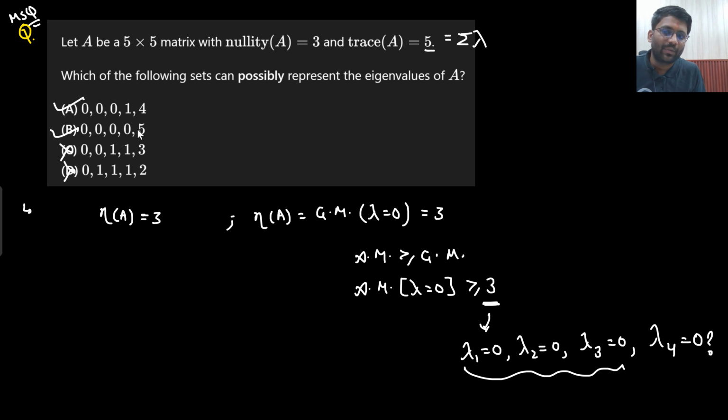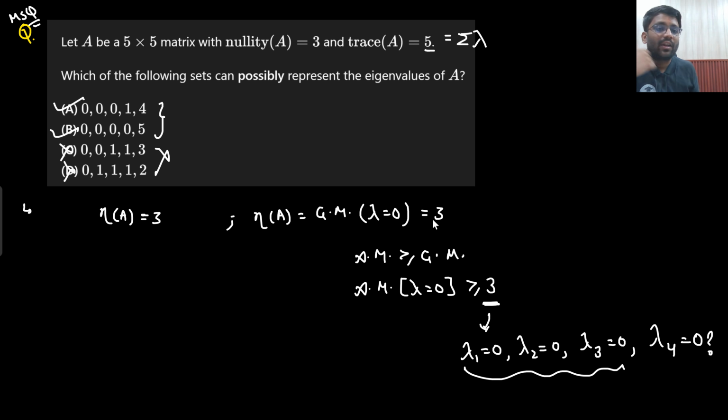Yes, trace is 4 plus 1, 5. Trace is 5. So options A and B are both correct. Both are possible. But these are not possible. Why is that so? Because the minimum number of zero eigenvalues I will have is 3. Why is that so? Because I am having 3 independent eigenvectors. If I am having 3 independent eigenvectors, that means for sure there are 3 zero eigenvalues. So 3 zero eigenvalues have to be there. It could be 4 as well. It could be 3 as well.